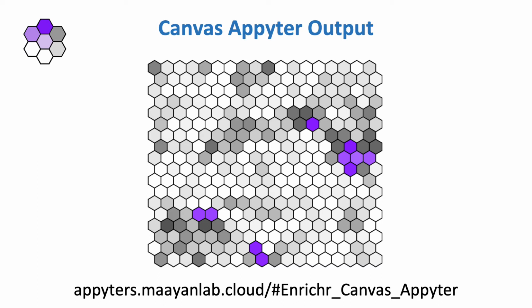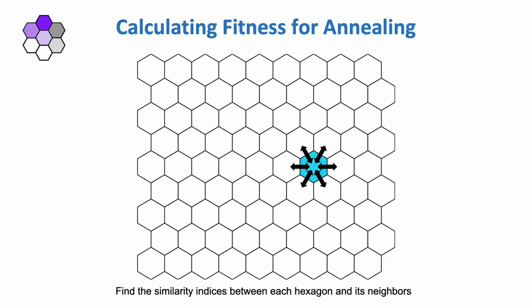You can see on the canvas here that the colored hexagons are clustered together, just like in Network to Canvas. This is because the Enrichr libraries were pre-processed using a simple simulated annealing algorithm, which I will describe now.